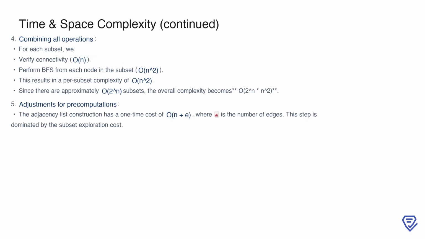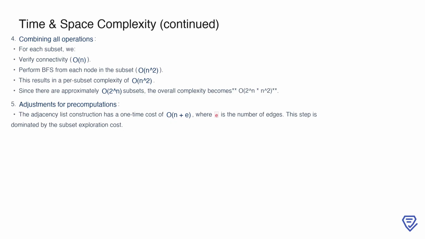Now, combining all these operations, for each subset, we first check connectivity, which is n, and then calculate maximum distances using BFS, which is n squared. This results in a per subset time complexity of n squared. Since there are approximately 2 to the power of n subsets in total, the overall time complexity of the subset exploration becomes 2 to the power of n asterisk n squared.